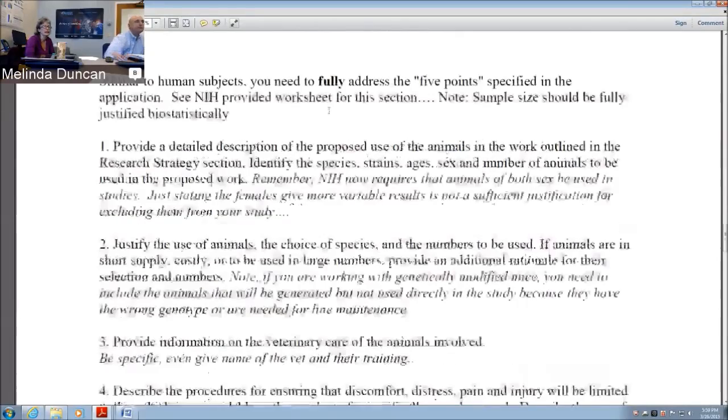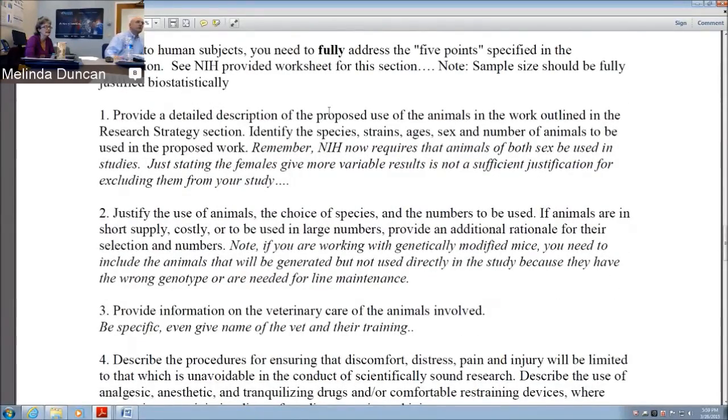The new rules actually are specifically saying that you have to really address why you're not using animals or people of both genders. And just saying that females are more variable is not sufficient justification. You have to say for a scientific reason, it can't just be convenience either. So you really have to sell why you're not using female animals or people in your studies.